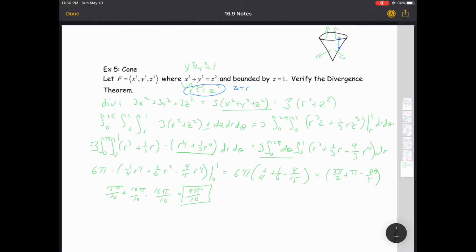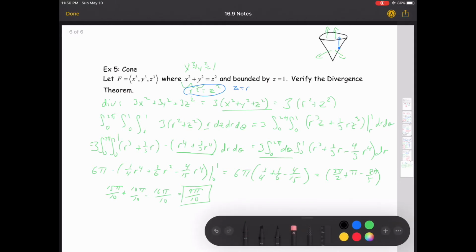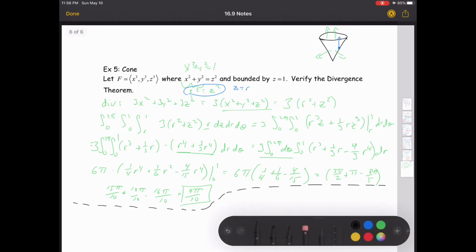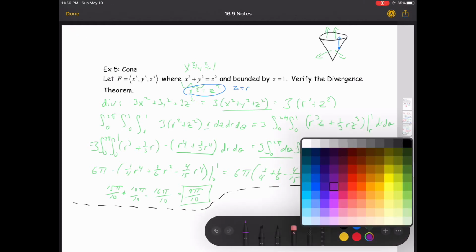Alright, that was your divergence. That's the flux through that cone using the divergence theorem. Let's go ahead and work this thing out directly. Now the easy part is going to be the top. That's the disk. That won't be a problem. We're going to take a couple of little shortcuts there with the disk part of it. Let's go ahead and do something different. Let's do a purple here. So we're going to do the top.